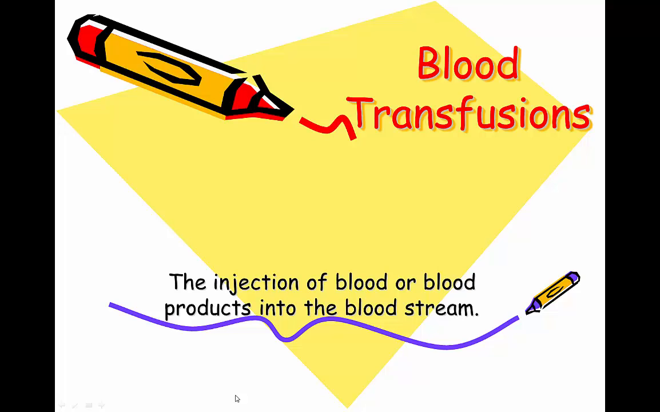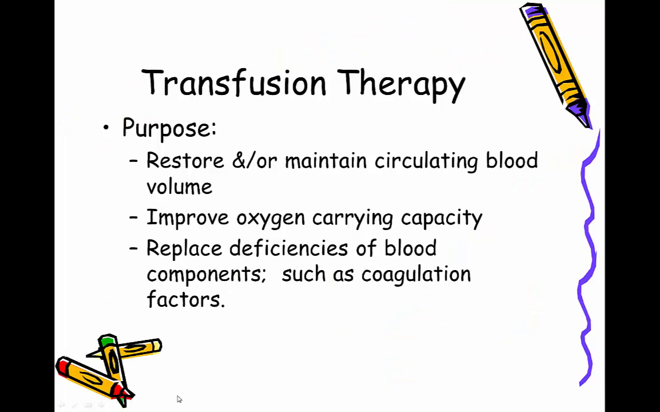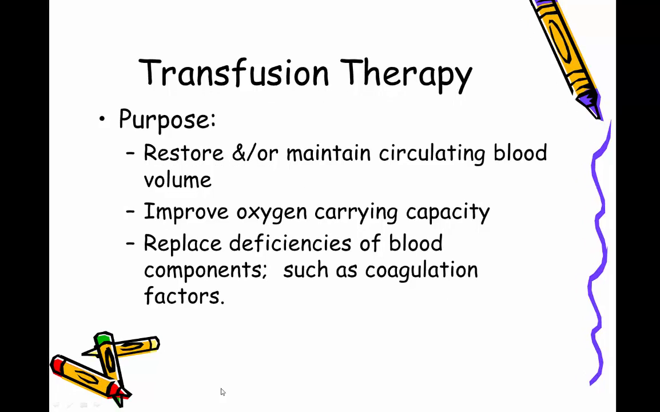Okay, guys, so now we're going to talk about blood transfusion and blood products. So, transfusion therapy is to restore and maintain our circulating blood volume. It can improve our oxygen carrying capacity, and it can replace deficiencies of blood products such as coagulation factors.